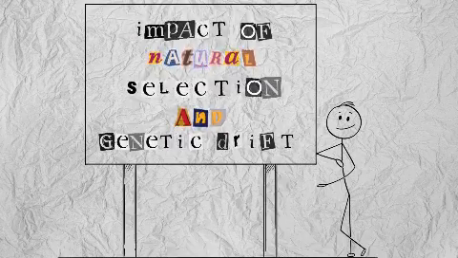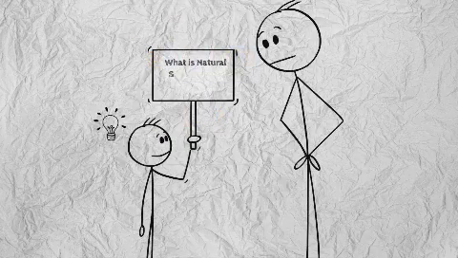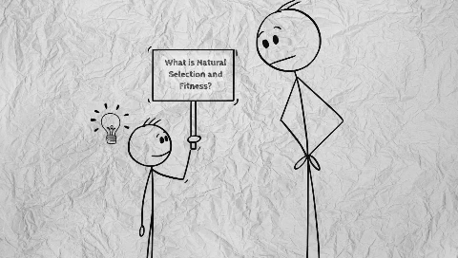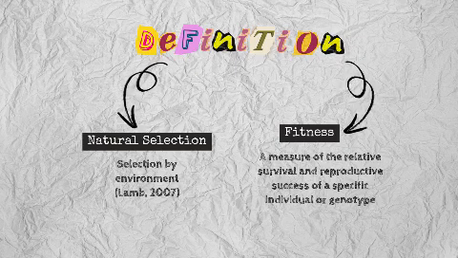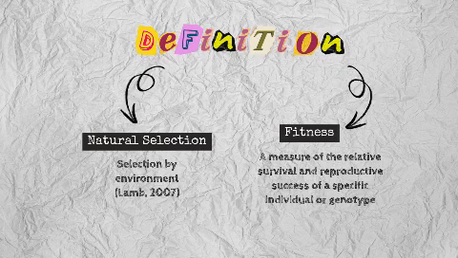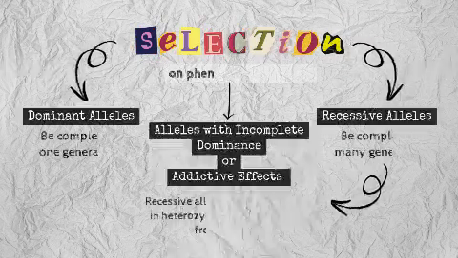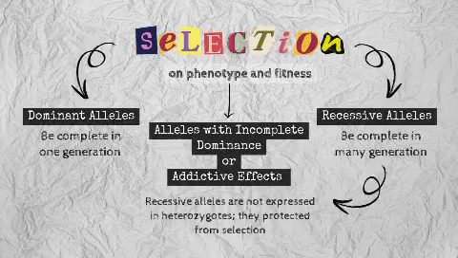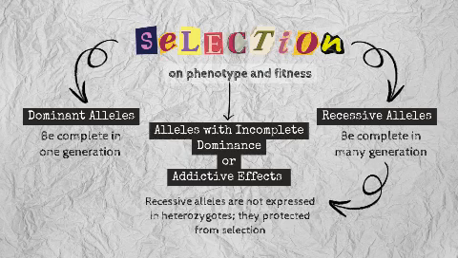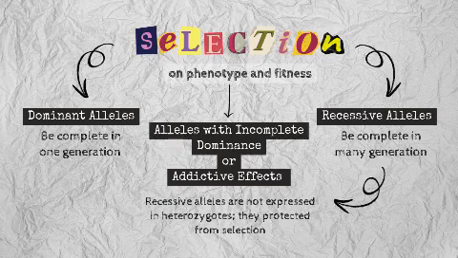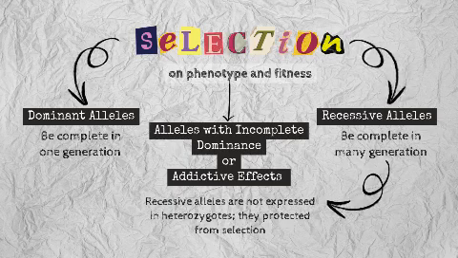First of all, what are natural selection and fitness? Natural selection is selection by the environment, where fitness is a measure of the relative survival and reproductive success of a specific individual or genotype. Selection against a dominant allele can be completed in one generation, while selection against a recessive allele needs many generations to complete. This is because recessive alleles are not expressed in heterozygotes. They are protected from selection.